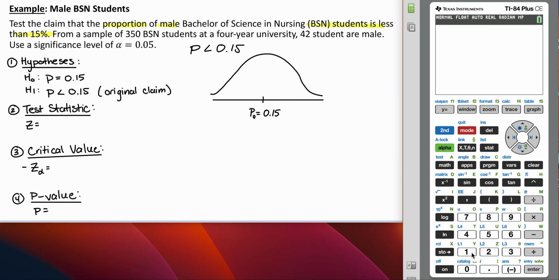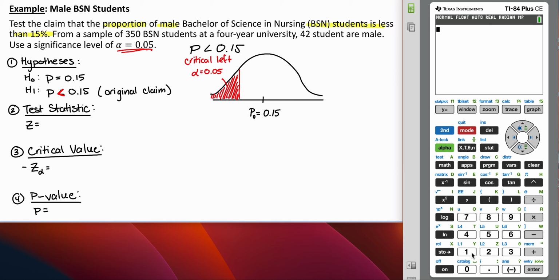And then because the alternative hypothesis contains that less than sign, this tells me that I have a one-tail left-tail test. So that means that the critical region is on the left, and it has an area of 0.05, which is also our significance level.